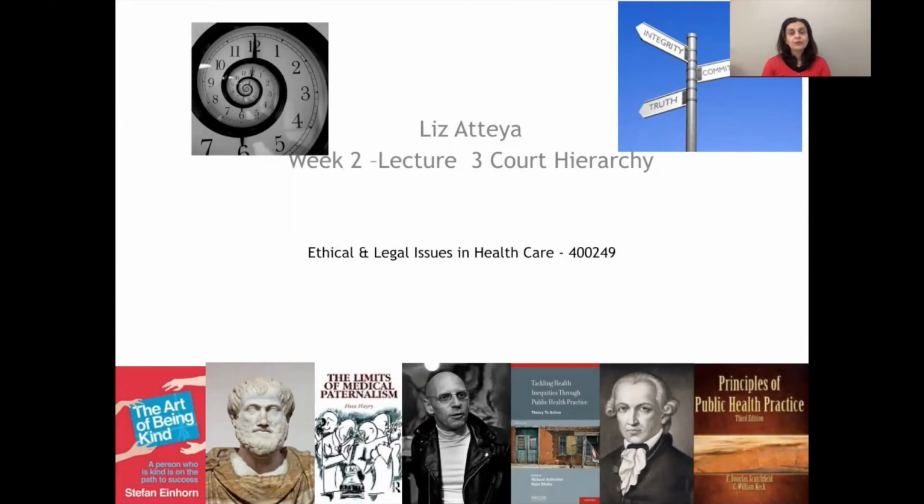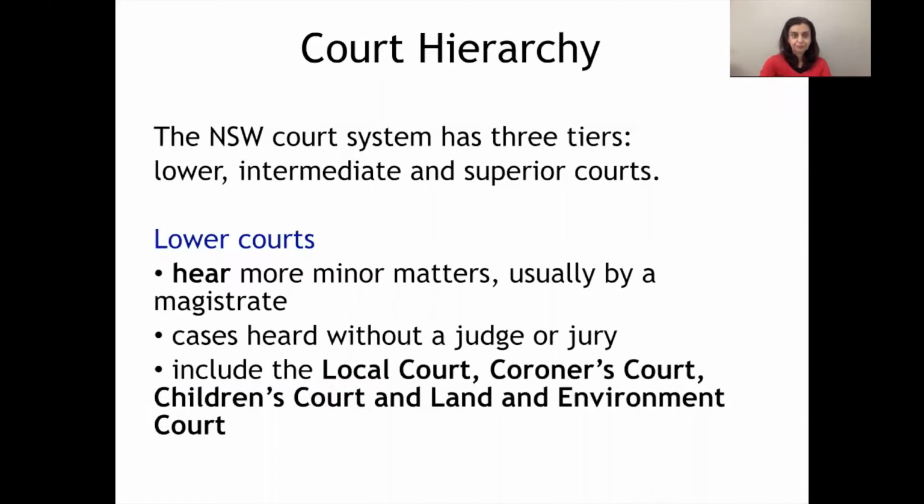Okay, so the court hierarchy. In New South Wales, the court system has three tiers: the lower, intermediate and superior courts. The lower courts hear minor matters, usually by a magistrate. Their cases are heard without a judge or without a jury. It includes the local court, the coroner's court, the children's court and the land and environment court.